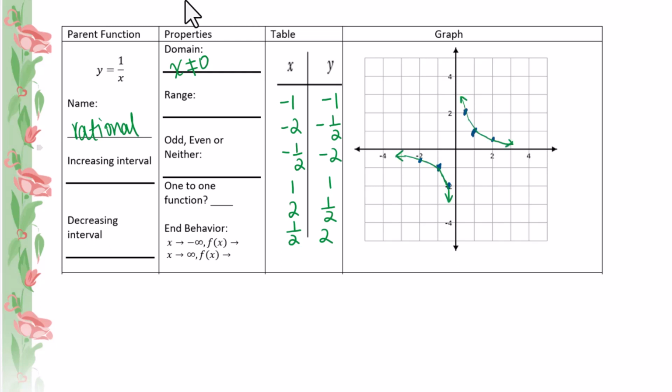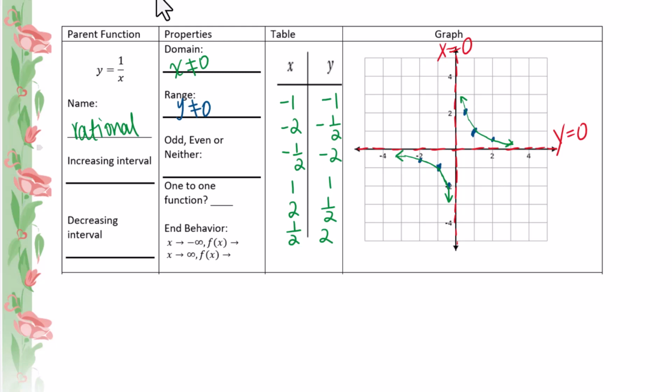Then y-axis is a vertical asymptote line, x equals 0. X-axis is a horizontal asymptote line. Range y is not equal to 0.